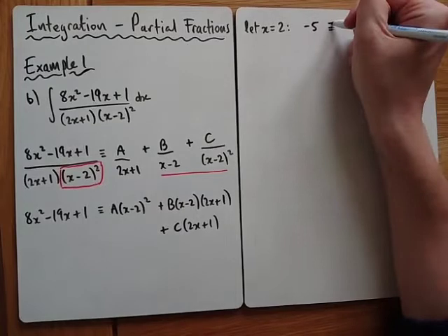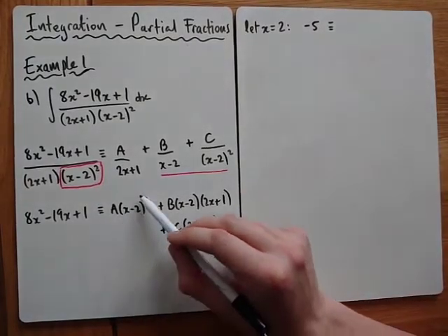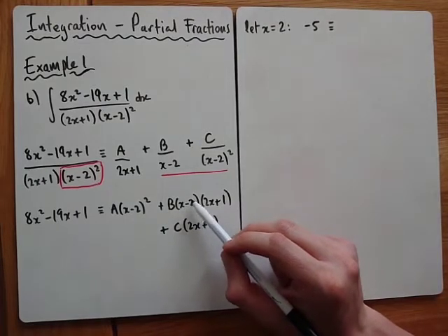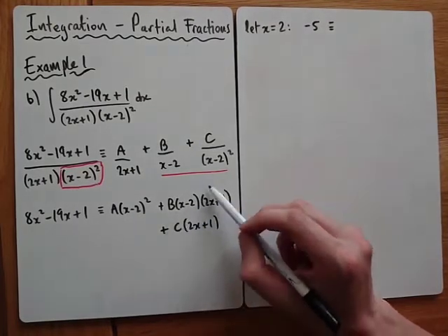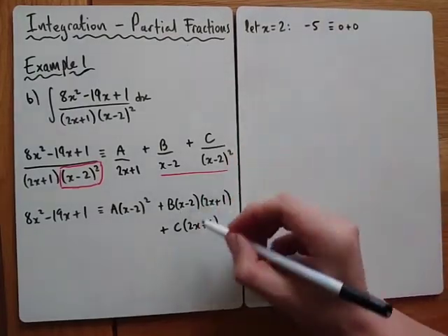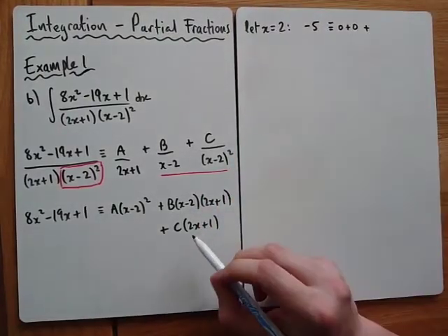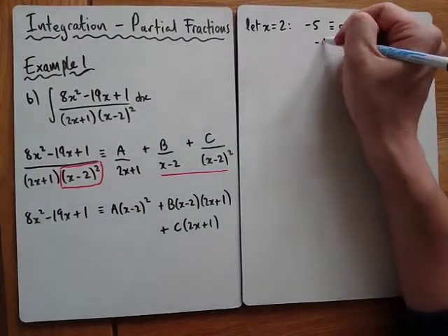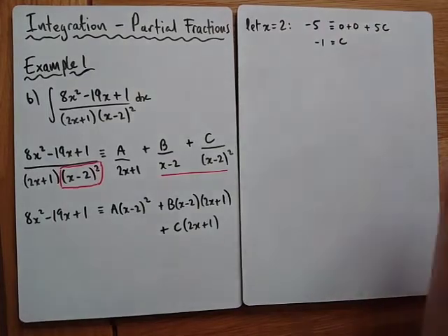And then when I sub it into the right hand side, that disappears. That one disappears because it's b times that bracket, which is 0. So as soon as one of your brackets is 0, all that stuff times together becomes 0, because anything multiplied by 0 disappears, and then 2 times 2 plus 1, so 5c. So minus 1 equals c.